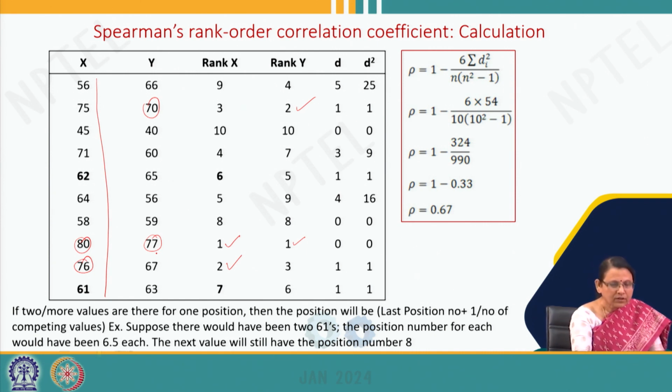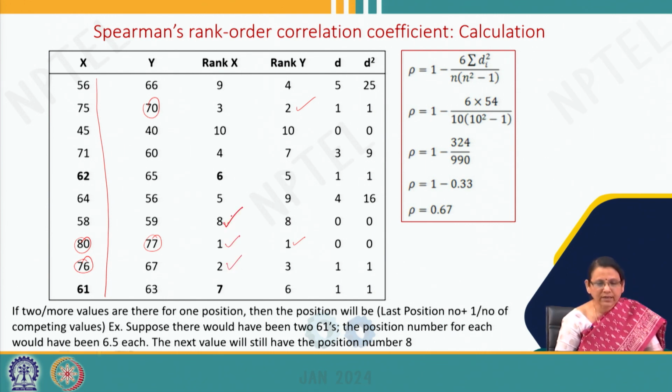Similarly, here is another example. Suppose there would have been two 61s. The position number of 61 is 6 and of the next is 7. But now both 61 and 61 would have occupied positions 6 and 7. So the individual rank would be 6 plus 7 divided by 2, that will be 6.5, 6.5. But the next element, that is after 7, the next element 8, will have the value 8 as such.